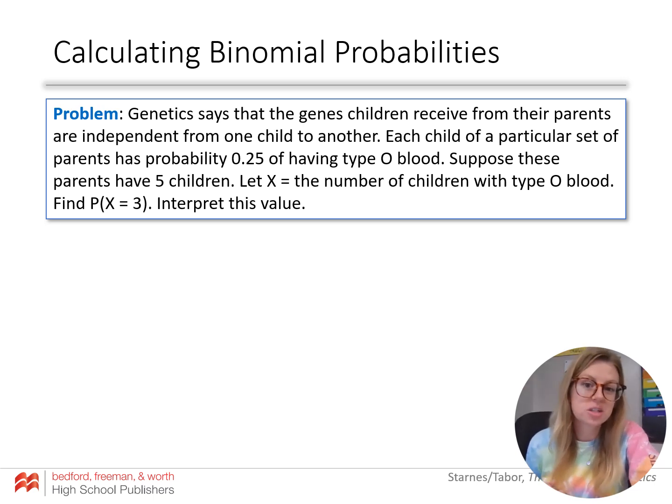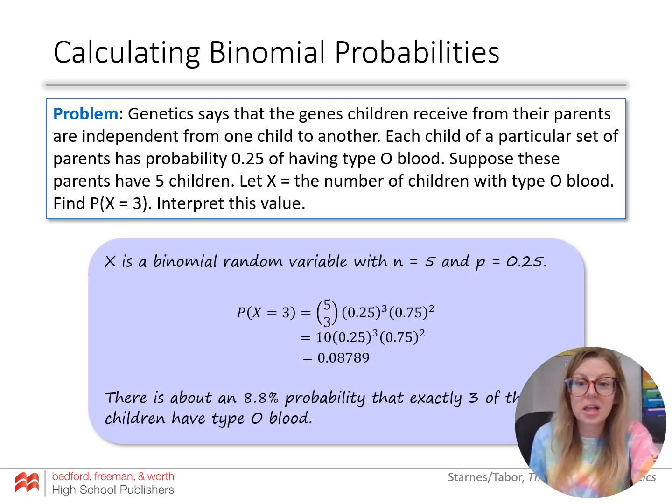So this is the genetics one with the type O blood. So we have the same scenario. Each child has a probability of 0.25 of having type O blood. We're going to have 5 children. X is my random variable, the number of children with type O, and we want to find the probability that we get 3 children with type O blood.